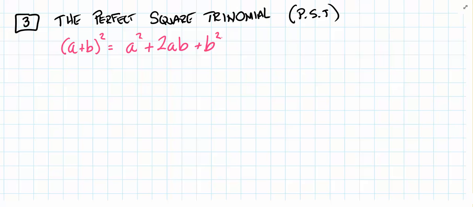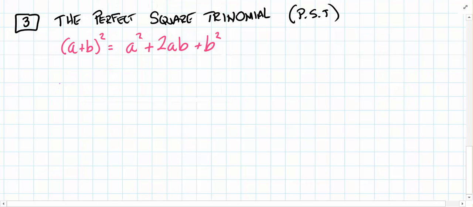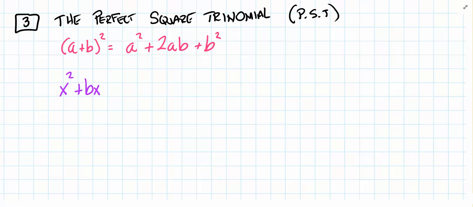So the question then becomes, how can we take x squared plus bx? What is the process that we need to do in order to change something that's in the form of x squared plus bx into a perfect square trinomial? I'm going to start by showing you the visual of what we did before. Does everyone agree that x squared plus bx can be represented like this?